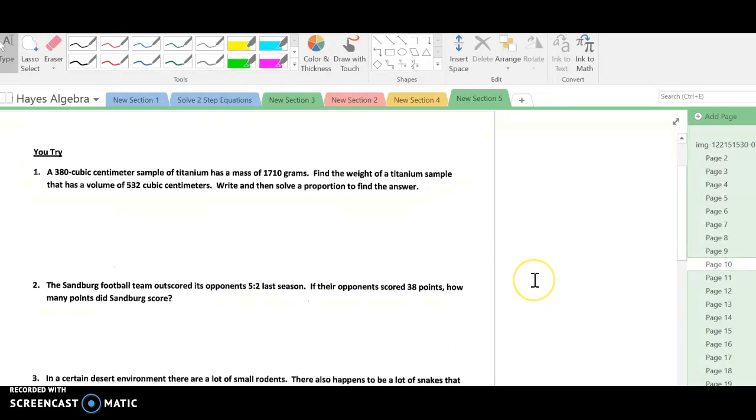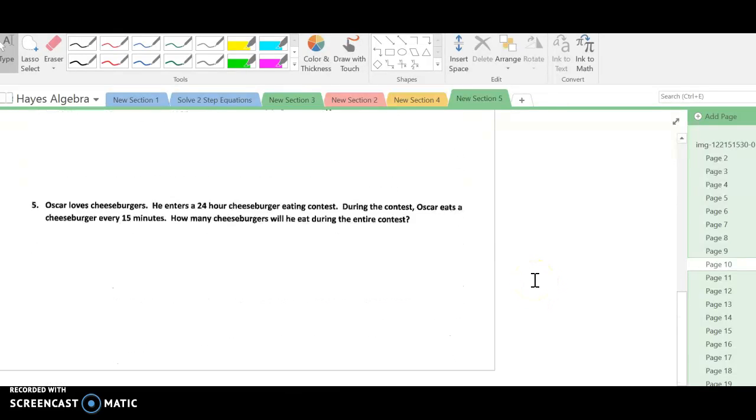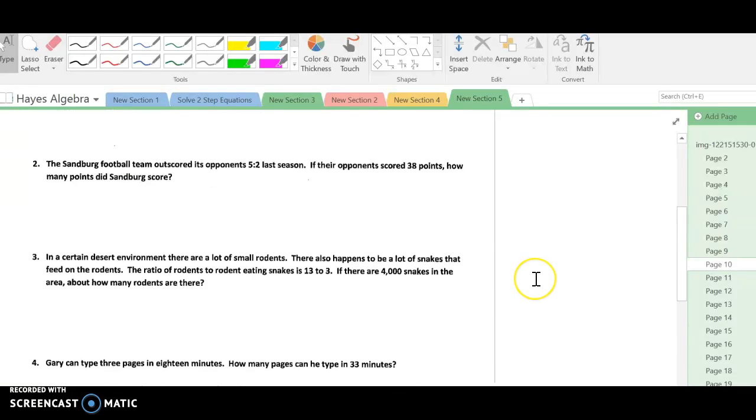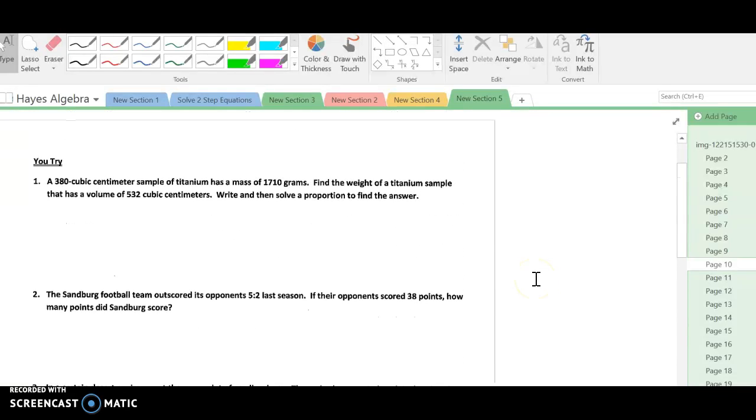So what I want you to do is pause the video and attempt to try the problems and then come back and check your answers. So a 380 cubic centimeter sample of titanium has a mass of 1710 grams. Find the weight of a titanium sample that has a volume of 532 cubic centimeters. Write and then solve the problem.